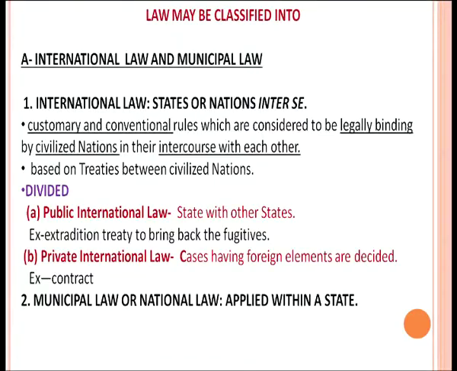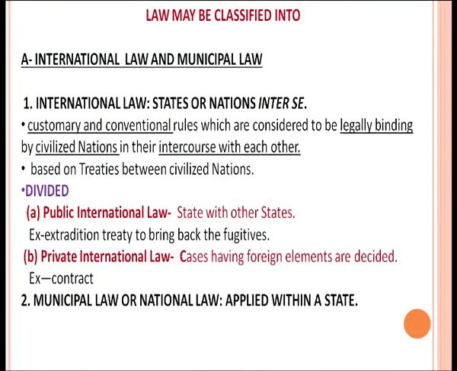So the first classification is the difference between the international law and the municipal law. Now, as the name itself suggests, international law is a law which deals with the relation between states or nations among each other. If you look at the definition of the term international law, there are these four or five important points which you have to keep in mind. International law is customary and conventional rules which are considered to be legally binding by civilized nations in their intercourse with each other. It is largely based on the treaties between the civilized nations.